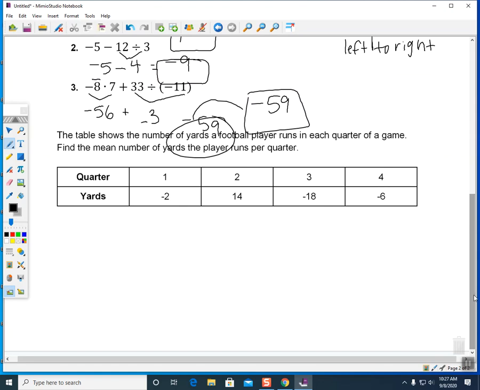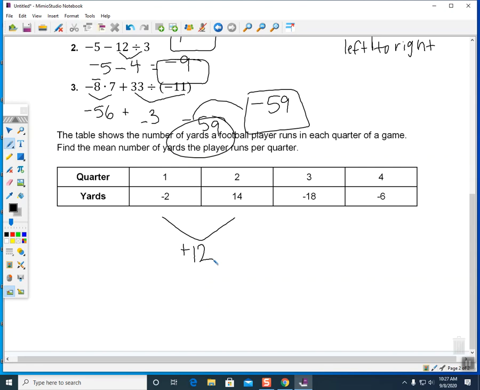The table shows the number of yards a football player runs in each quarter of a game. Find the mean number of yards the player runs per quarter. So when I'm talking about mean, I'm looking at average, right? So what I need to do then is add up all of these yards and divide by how many quarters there are, which there are 4. We know there's 4 quarters, right? So for me, it helps if I can group these two things together. So I've got negative 2 plus 14 is going to give me positive 12. I've got a positive 12 there.